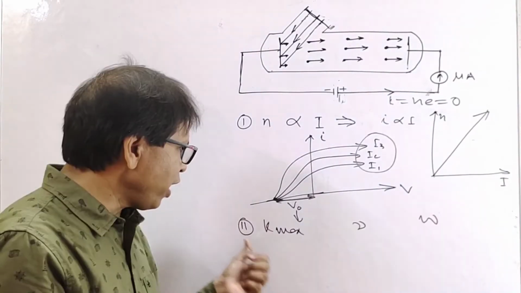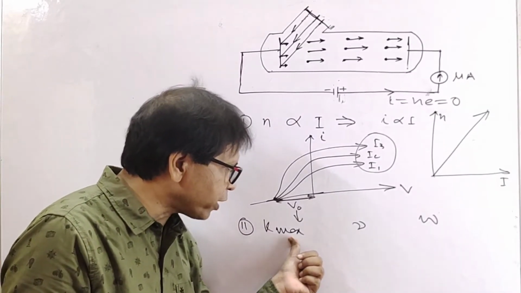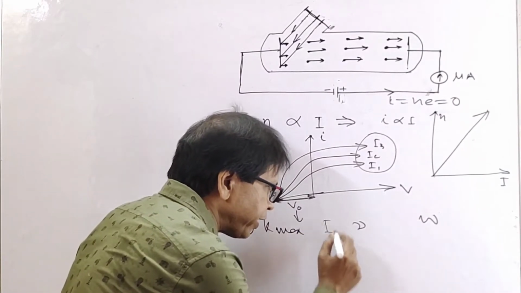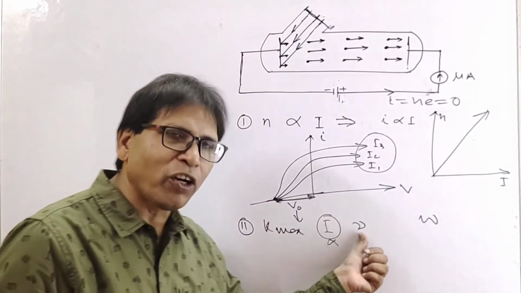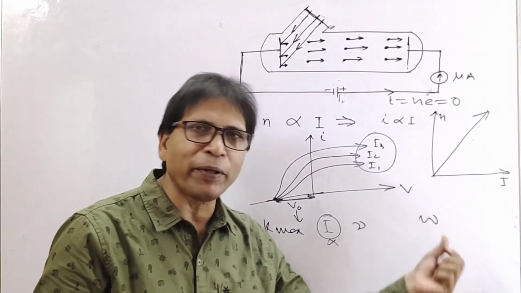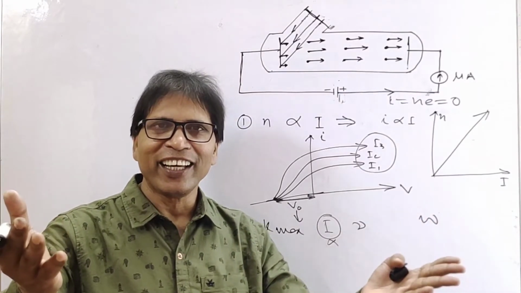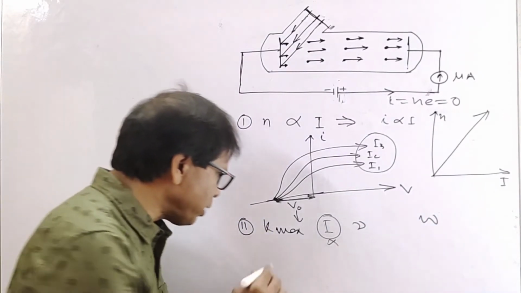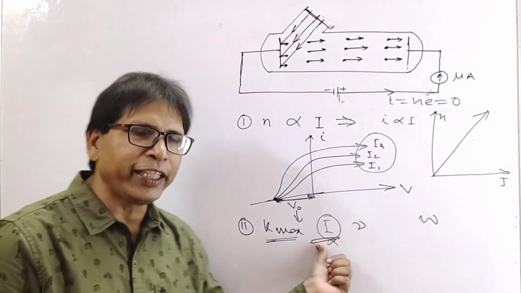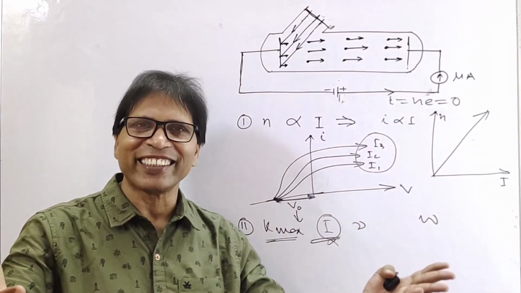Understood? Next. Now the second law: the maximum kinetic energy of photoelectron is independent of intensity of radiation, but depends on the nature of radiation and the nature of the metal surface from where electrons are emitted. So look at this, the maximum kinetic energy being independent of intensity of radiation is not explained by classical physics.